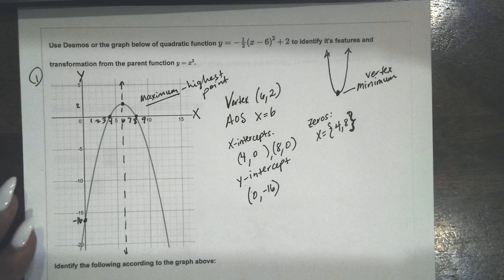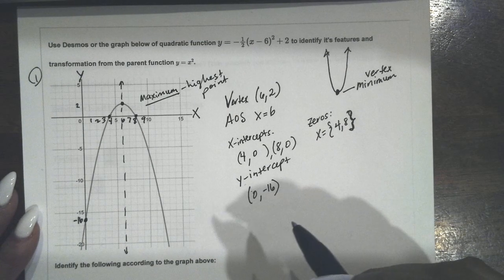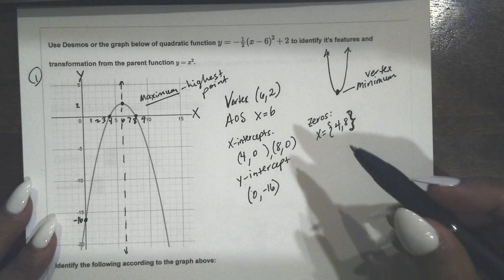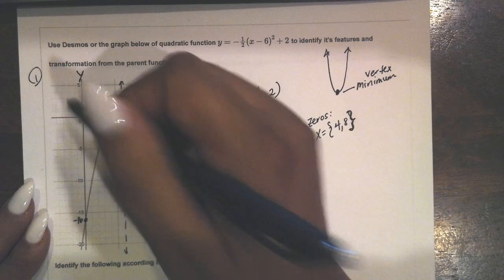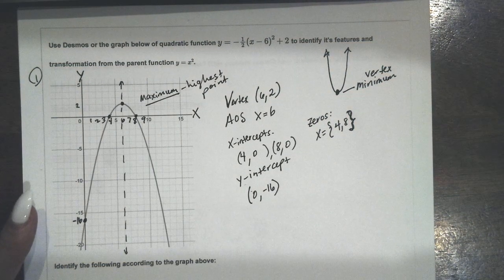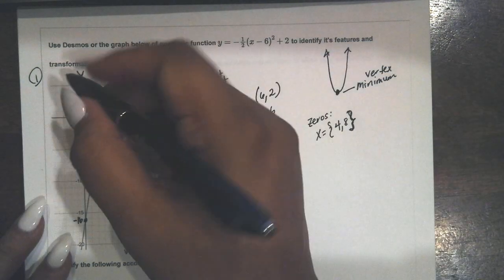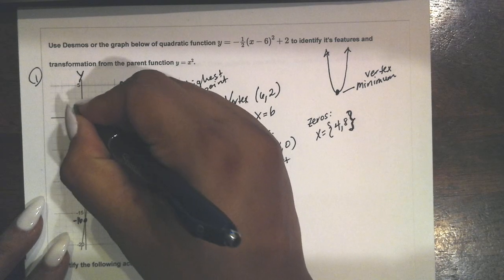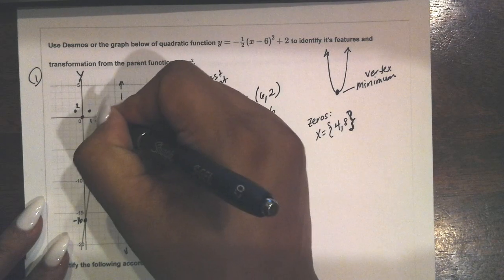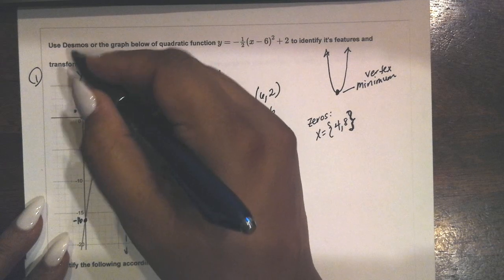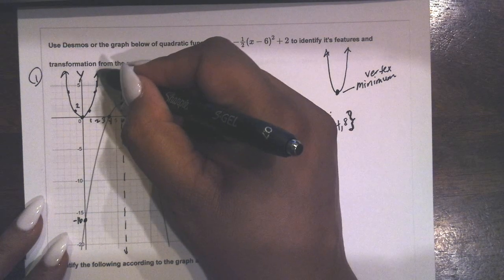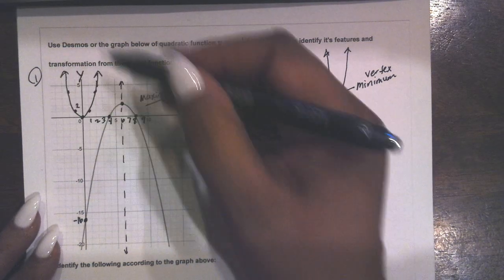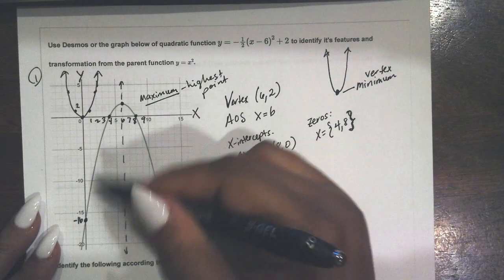Alright, now let's look into the transformations for this. You're always comparing to the transformation from the parent function. So if I were to graph the parent function here, it would be this graph right here. This is the parent function of a parabola.